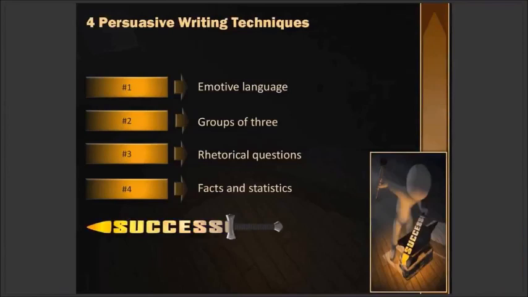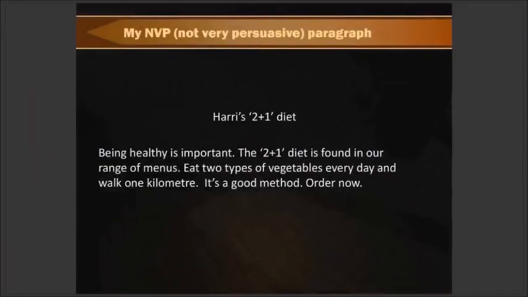Now, a writing technique is something that will assist you with your writing further. Now, we're going to look at 4 of these in a little bit more detail. We're going to look at emotive language, groups of 3, rhetorical questions, and facts and statistics. So what I want you to do now is sit back, maybe have a drink or something, and listen to the following paragraph and ask yourself if it is persuasive.